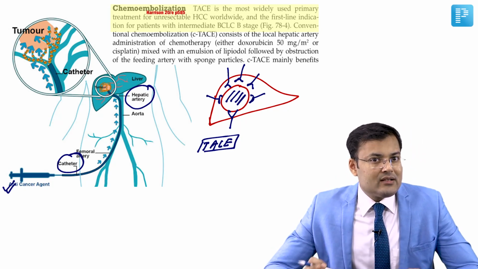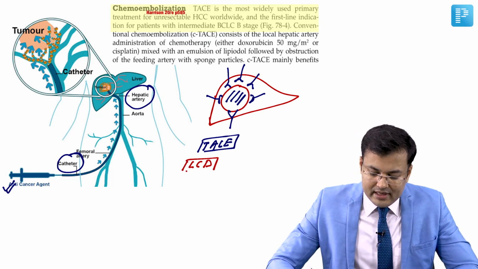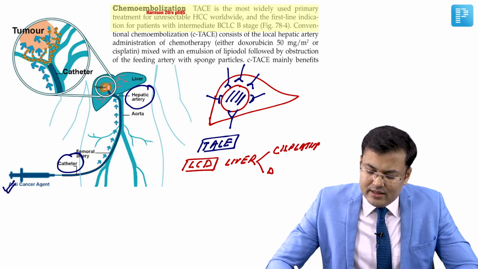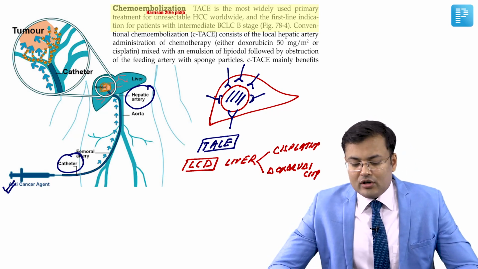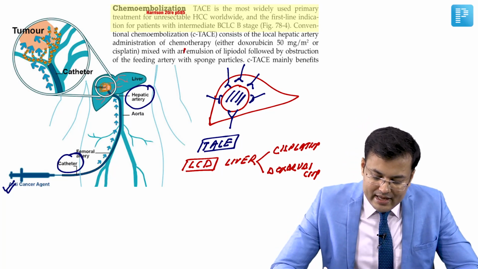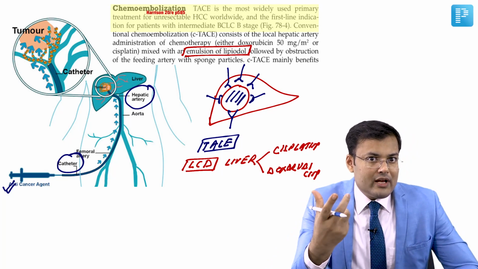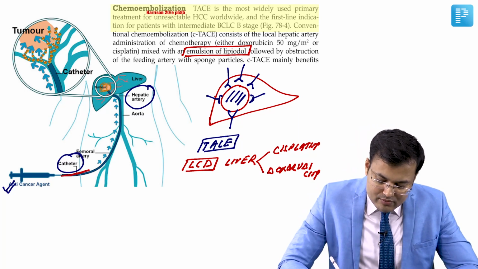Which anti-cancer agents are used? How to remember? Mnemonic is LCD. LCD means in the liver we can give either C or D. C means cisplatin and D means doxorubicin. What we give? Cisplatin or doxorubicin. How this cisplatin or doxorubicin is given? With an emulsion of lipiodol. So we are going to create the emulsion with lipiodol and we are going to inject so that this chemotherapy, can you see here? This chemotherapy is directly delivered to the tumor.